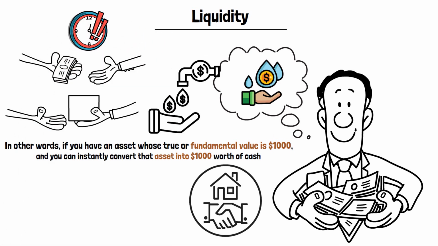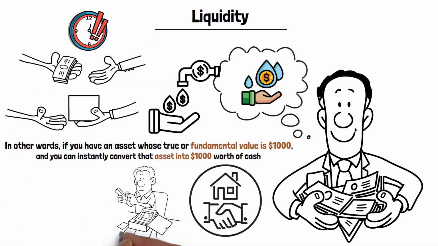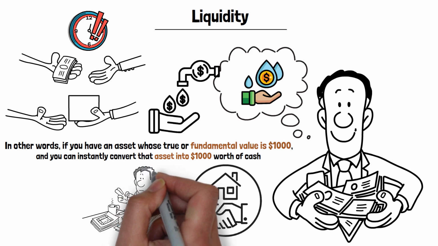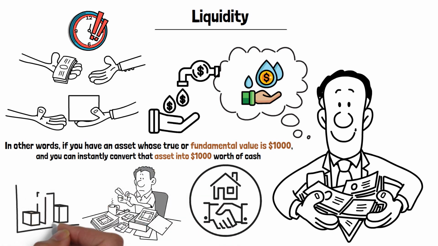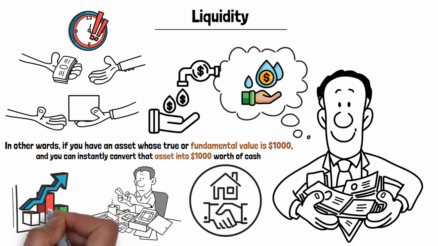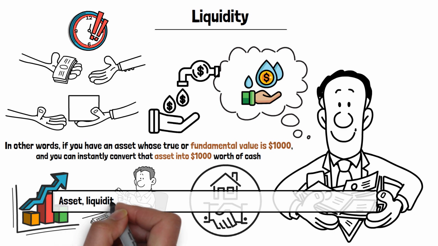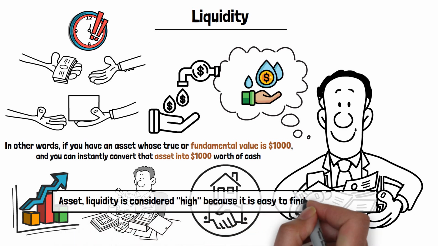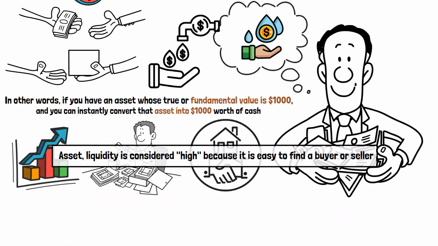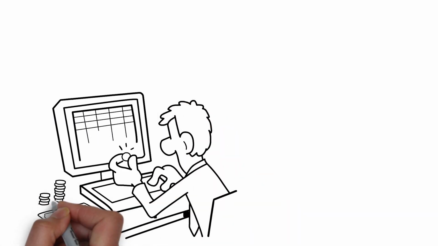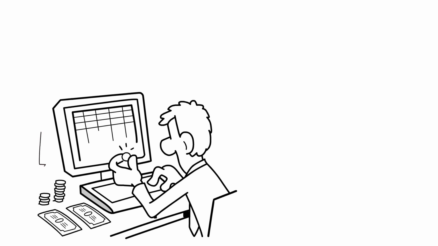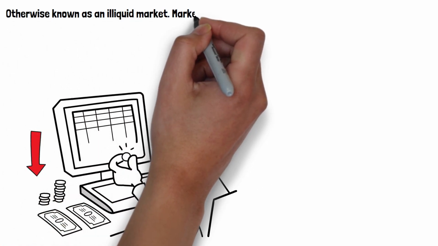In such a scenario, real estate would be considered less liquid because it takes time to sell and convert it into cash. Usually, to calculate liquidity, you take the volume of trades or the volume of pending trades on the market at that point. In the case of a significant level of trading activity with high supply and demand for an asset, liquidity is considered high because it is easy to find a buyer or seller. On the other side, if there are only a few participants in the market trading infrequently, then liquidity is considered to be low, otherwise known as an illiquid market.